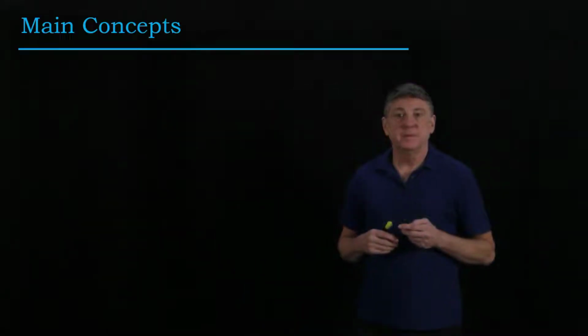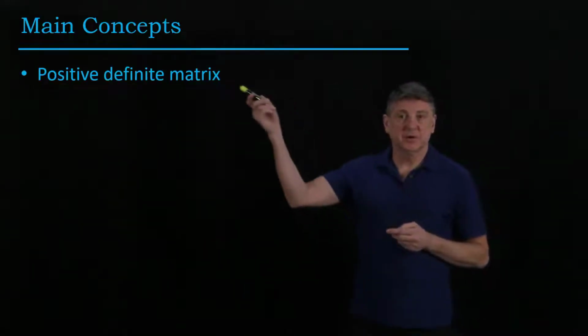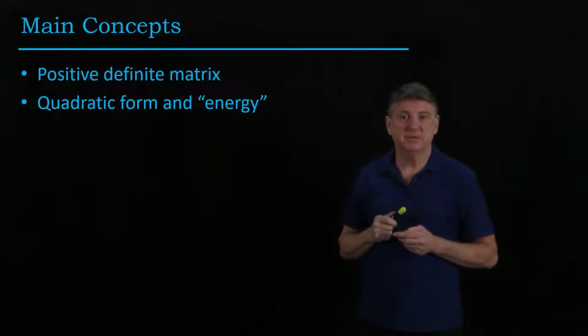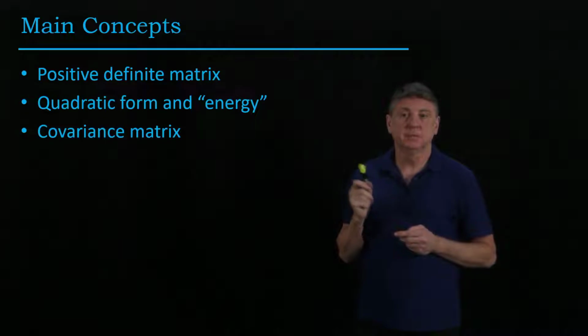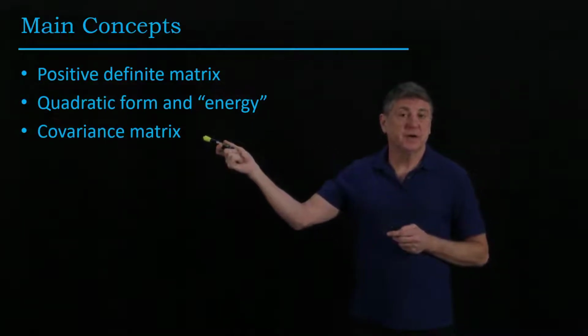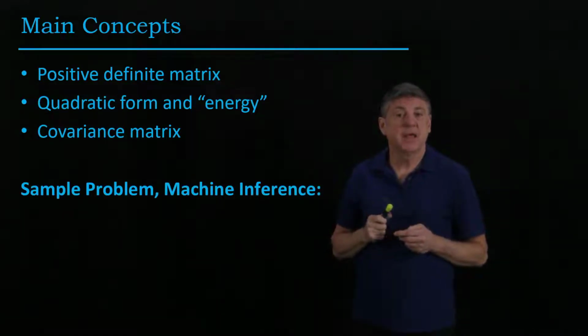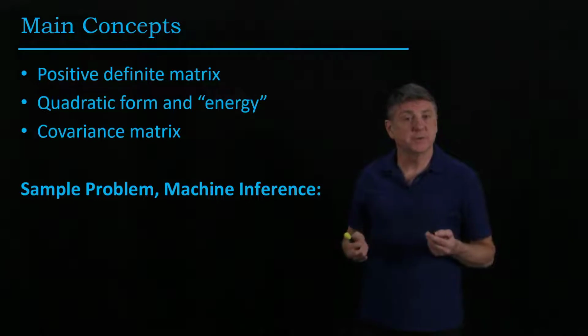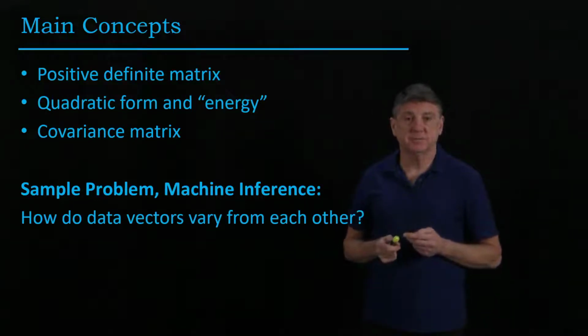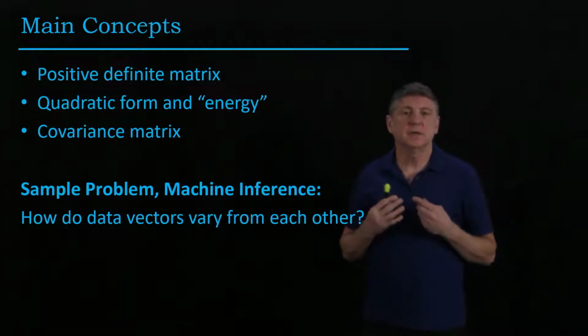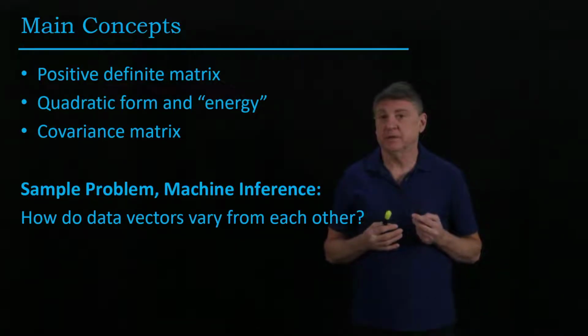Welcome. In this lecture on nonlinear data analysis, we'll explore positive definite matrices. The main concepts for this lecture are: what is a positive definite matrix? What's the quadratic form or the energy term? What's the covariance matrix of given data? And a problem that we can think of as we go through this lecture is, how do data vectors vary from each other?